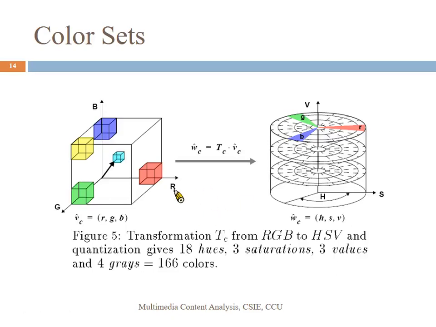So here's the concept. They transform the RGB color space to HSV color space. And in their paper, they actually quantize the hue channel into 18 regions, the saturation channel into 3 regions, and the value channel into 3 regions. And they also define 4 gray regions. So actually, they have 166 colors in total. So basically, they construct a 166-dimensional binary vector.